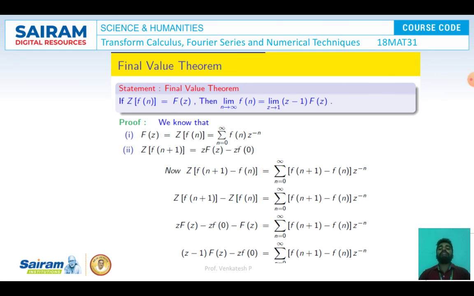So next is the final value theorem. The statement of the final value theorem is: if z transform of f of n is equal to F of z, then limit n tends to infinity f of n will be equal to limit z tends to 1 of (z minus 1) into F of z. This is the formula for the final value theorem.